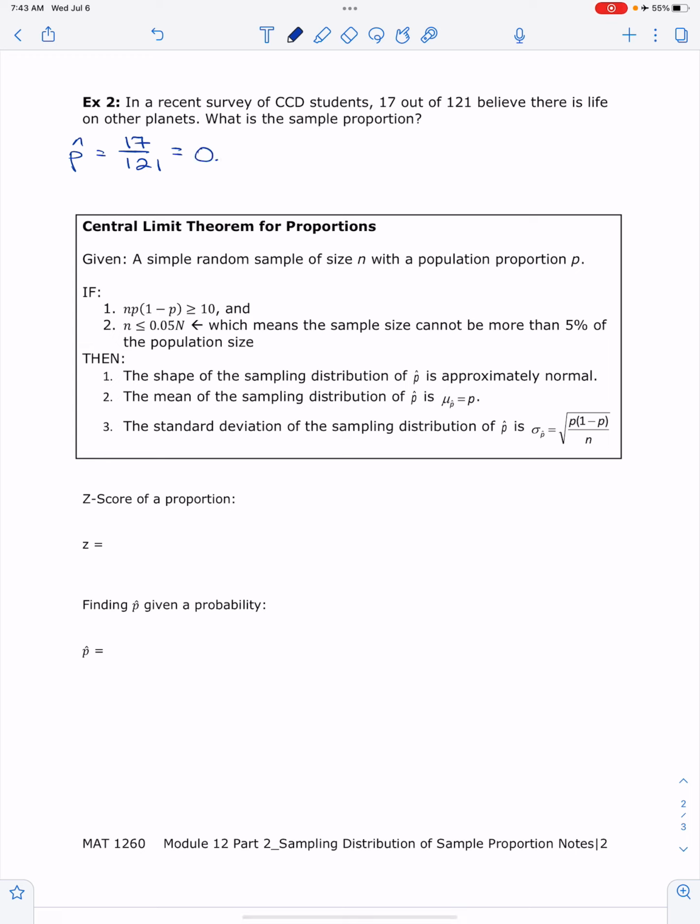When we divide that, we get a sample proportion of 0.1405. Again, we are going to continue being accurate to the 10,000ths place, so we are rounding to 4 decimal places.